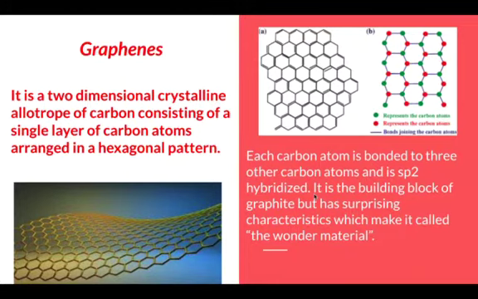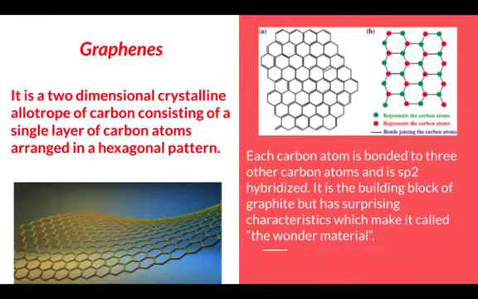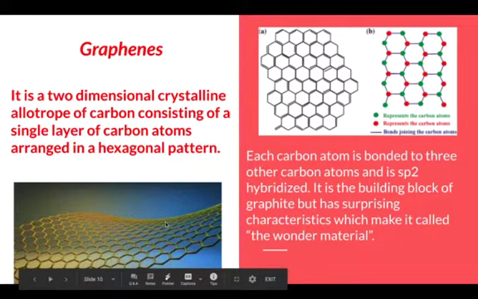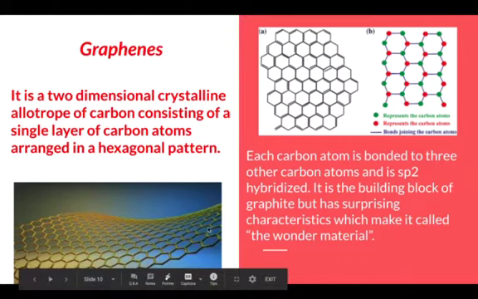It is the building block of graphite but has surprising characteristics which makes it called the wonder material. Because computers based on graphene transistors have the potential to be 1,000 times faster than silicon based counterparts. And the graphite layers are held together by van der Waals forces. Layers of graphene stacked on top of each other form the graphite. And because of the surprising characteristics it has, it is called a wonder material.